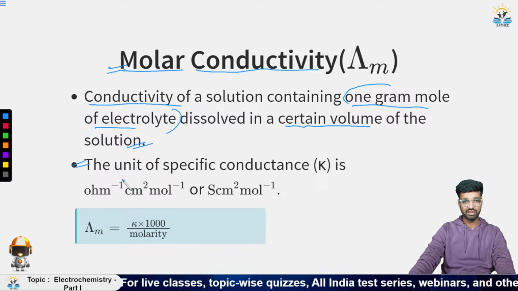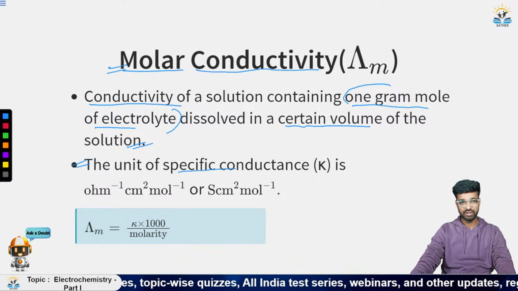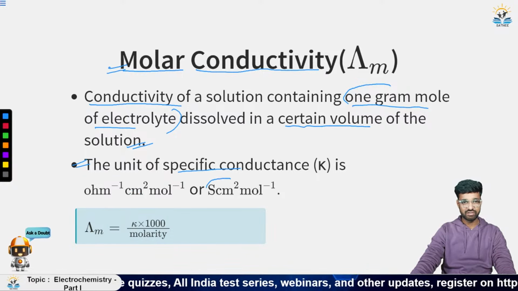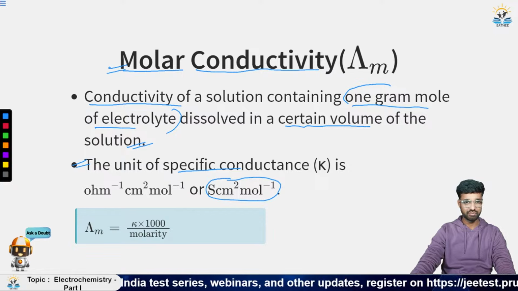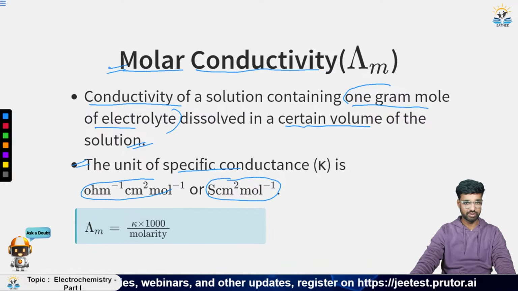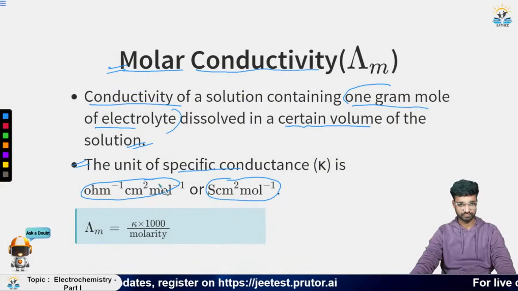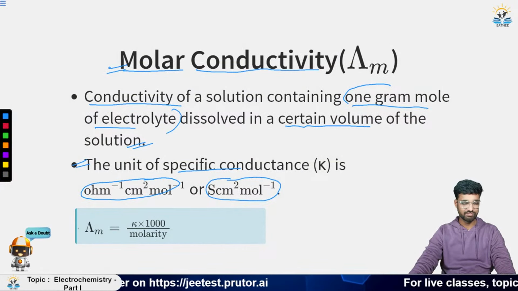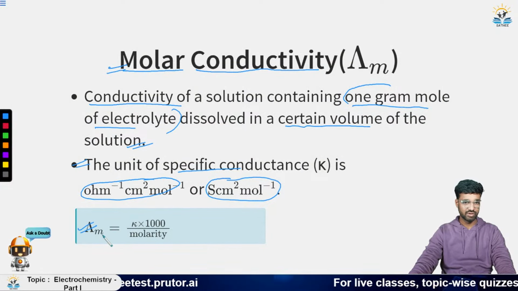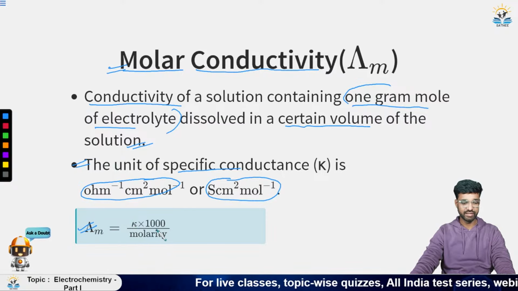Now if you go to the unit of specific conductance, it is Siemens centimeter square per mole, or you can also have per ohm centimeter square per mole. If you want to derive this, you can do it by looking at this formula. What is this formula? It is the formula for molar conductivity. It is given as kappa into 1000 by molarity.